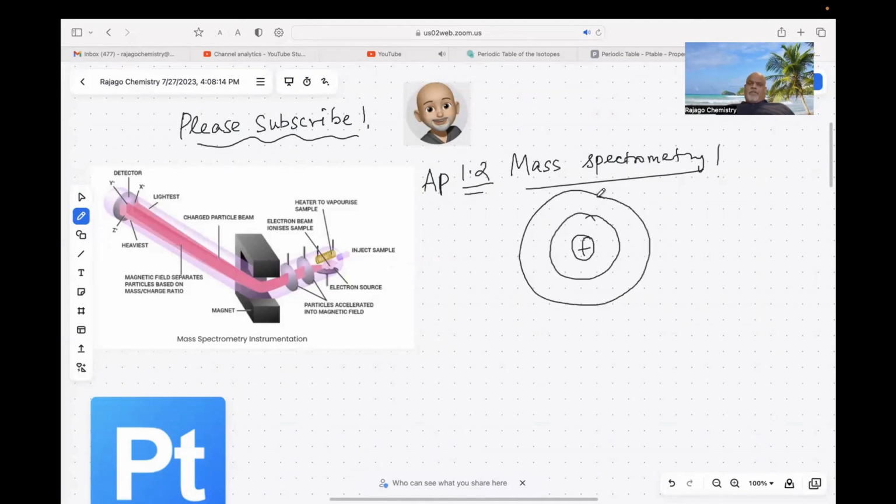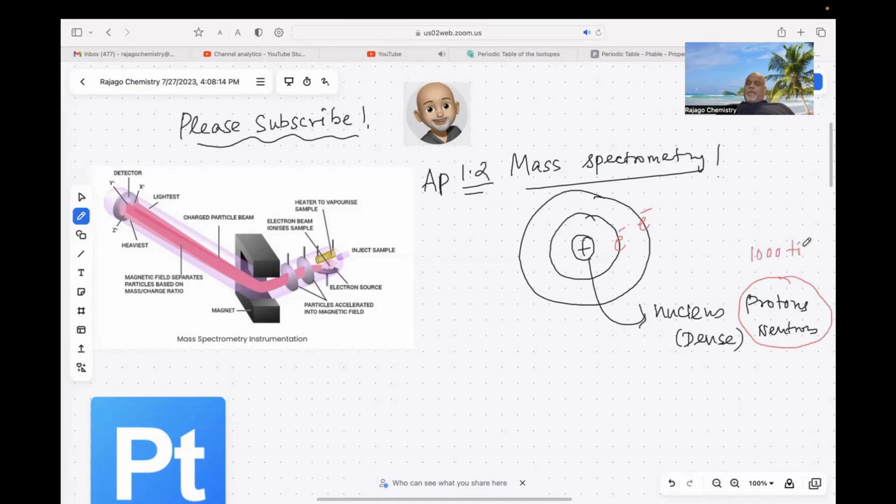We know that the nucleus is a dense area where both protons and neutrons reside, and the electrons go around in definite orbits, and the protons and neutrons are almost 1,000 times heavier. Each of them is heavier than electrons. Okay, that's very important. That's the first understanding.